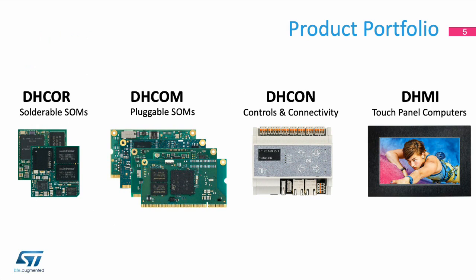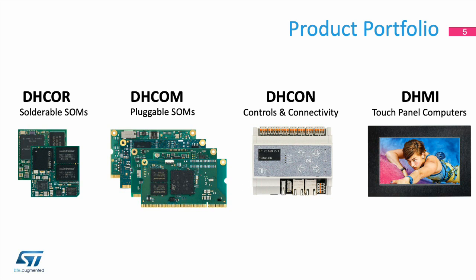So here you can see the product portfolio from DH Electronics. On the left hand side you can see the DH Core and the DHCOM, and both of these are our system of modules. The very left one, the DH Core, is a little bit smaller. It's a solderable SOM, and beside it, the DHCOM is a pluggable SOM.